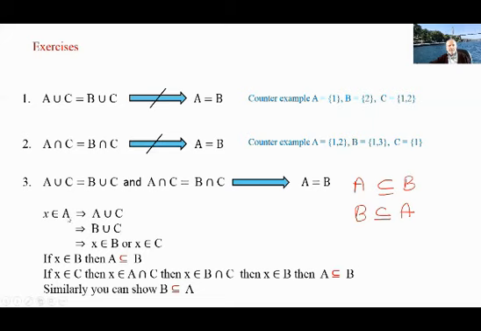I take X in A, then by definition, X will be in A union C. So X in A union C, then X will be in B union C. Then X is in B or X is in C. Now, if X in B, then we showed A included in B. If X in C, then X in A intersection C, because X is in A and X now is in C. X in A intersection C will mean X in B intersection C, then X in B, so A is included in B. So we proved A included in B. You do the same thing to prove B included in A.